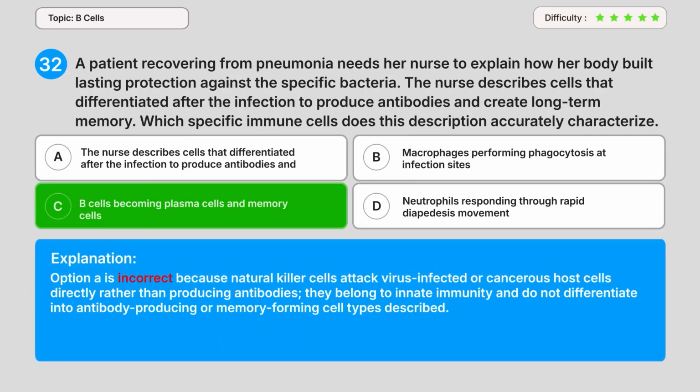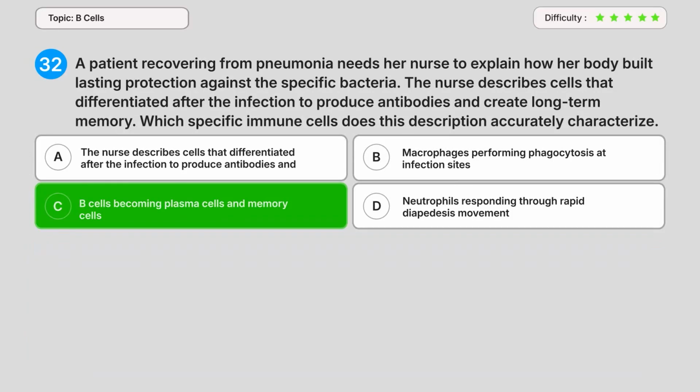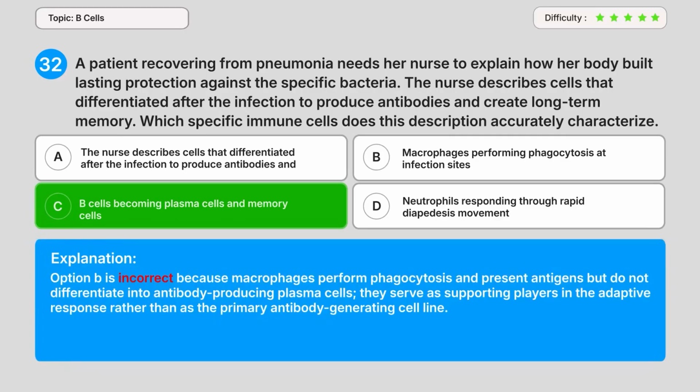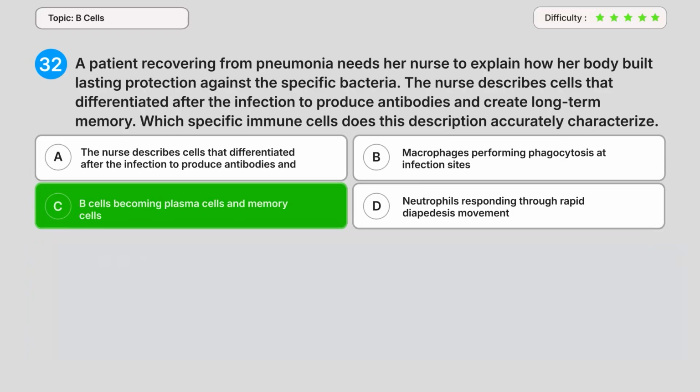Option A is incorrect, because natural killer cells attack virus-infected or cancerous host cells directly rather than producing antibodies. They belong to innate immunity and do not differentiate into antibody-producing or memory-forming cell types described. Option B is incorrect, because macrophages perform phagocytosis and present antigens but do not differentiate into antibody-producing plasma cells. They serve as supporting players in the adaptive response rather than as the primary antibody-generating cell line.